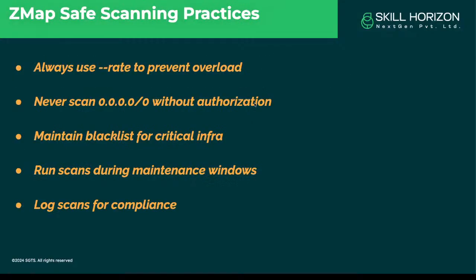Now if we talk about some safe practices whenever you are using ZMap, so always use the --rate option, because with that option you can prevent overload, limit the packets, and also slow down your scan. Never scan 0.0.0.0/0 without authorization, because if you use this, then the entire IPv4 network will be scanned, and if you do not have the authority, then never scan.